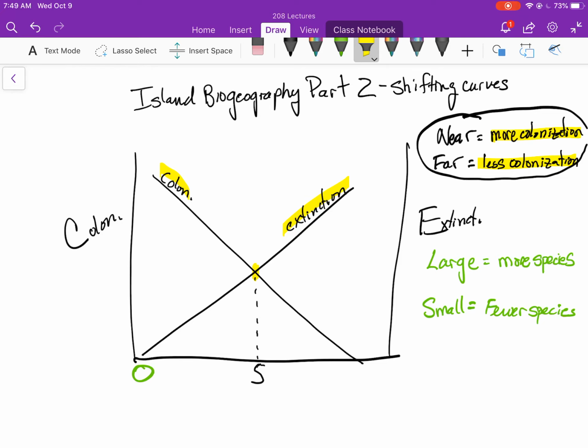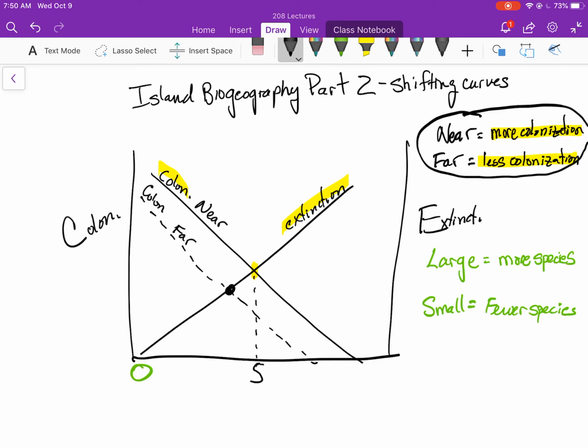And so let's go there, and then I'm going to make a new line on here, which is going to be this lower colonization rate for a further island away. So I'm going to make a dashed line here. Now, the way we depict this is that the entire curve shifts. Okay, so this is going to be a far island. And that makes the other one, by default, the closer island. And now we can see there's a new equilibrium point here. And the new equilibrium point will, of course, have a lower number of species, because this is a far island. So we've seen a shift to fewer species because the rate of colonization is smaller.